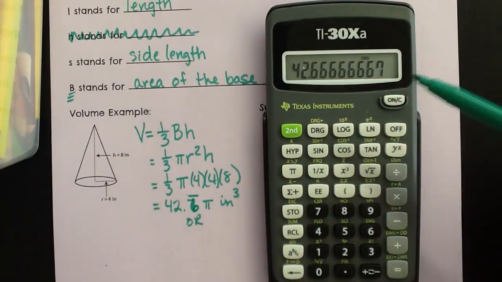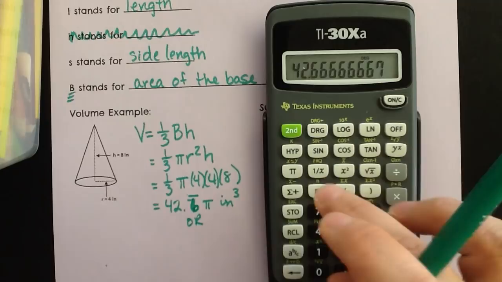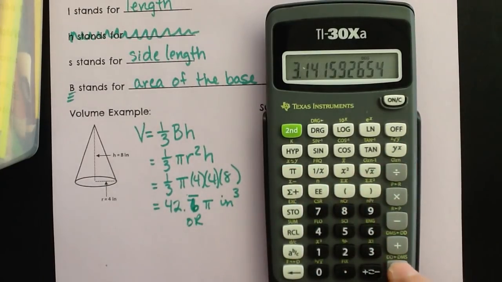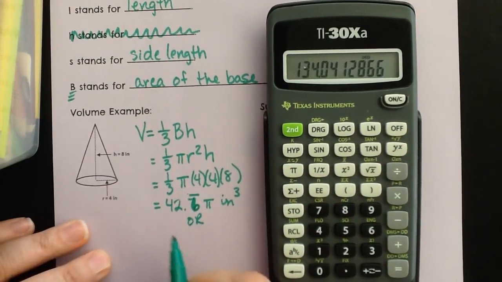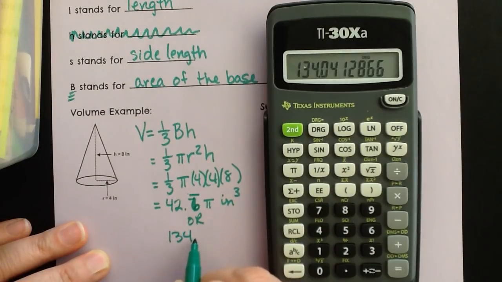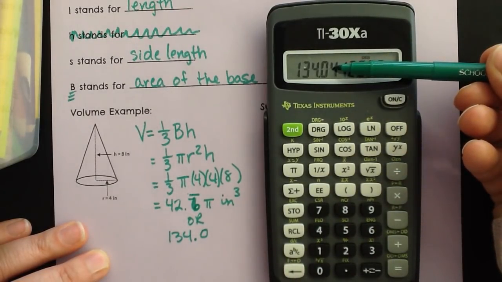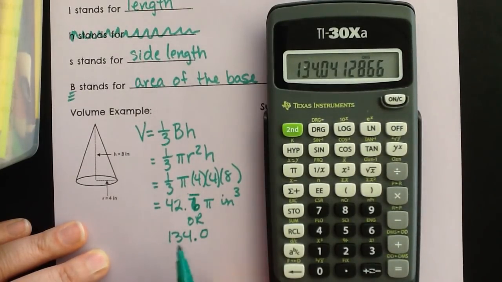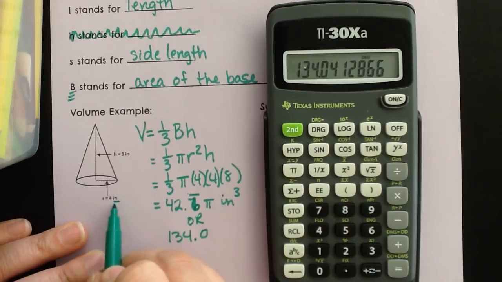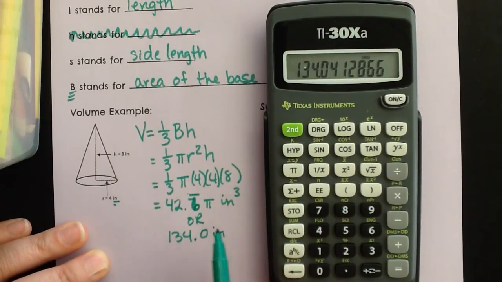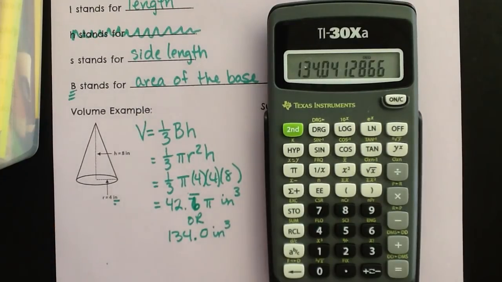Another way is that they would take this and actually multiply it by pi, and then you would get the answer, which would be 134.0. I'm going to round to the nearest tenth, and we talked about that in class the last 2 days. Okay, 134.0, our unit is inches, and it is to the third because volume is 3-dimensional.